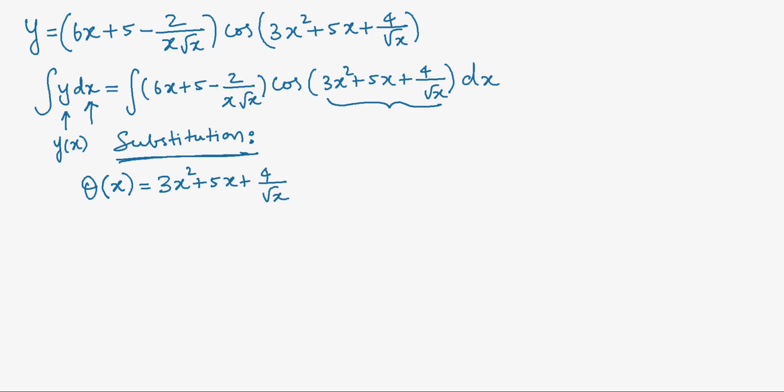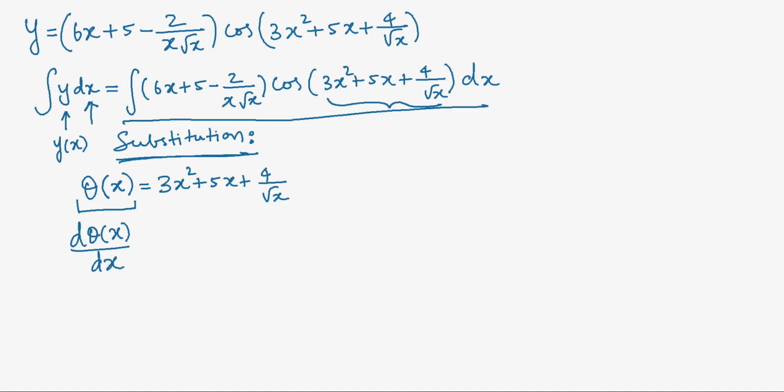But the original problem was completely in terms of the variable x. Now we are introducing a new dependent variable theta, which depends on x. Then we need to know how this theta function varies with respect to x. Simply we are asking the question, what will be the differentiation of theta with respect to x itself? You see that?